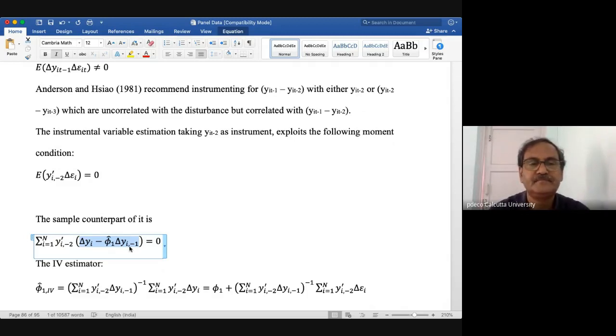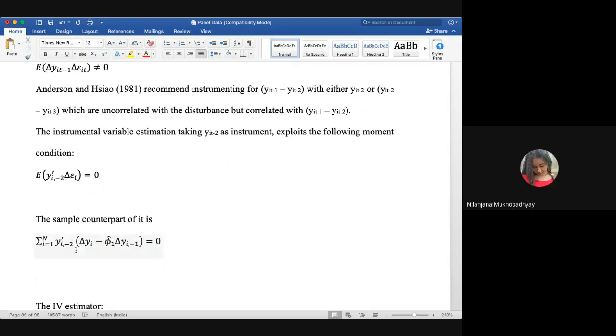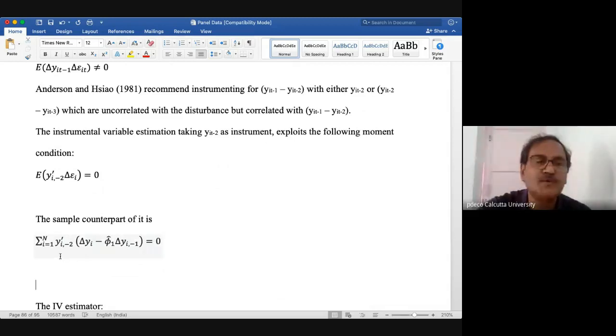Okay, is that alright? Yes, sir. Now separate this out; there are two parts, so you can write in the next step: sum of y star i minus 2 into delta yi minus sum of y star i minus 2 into phi 1 hat into delta yi minus 1 equal to 0.